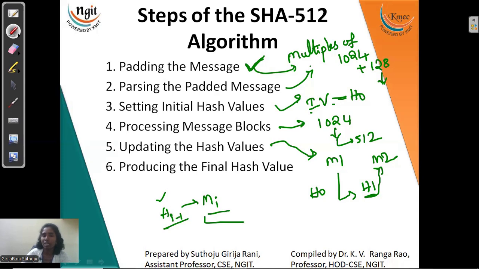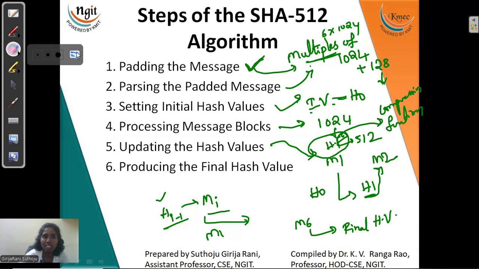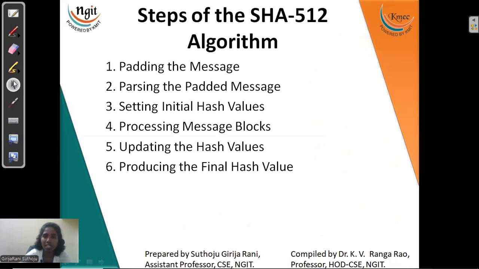Got this? So after a number of operations, if I am at the multiple of 6 into 1024, after 6 times, after 6 outputs, that is the M6 output, whatever value we get, we call that the final hash value. And every time we are providing to the hash function, right? So this hash function will be called the compression function. We are going to see what the compression function is once again in the next session, right? Just now we have seen here, in between we have the compression function.